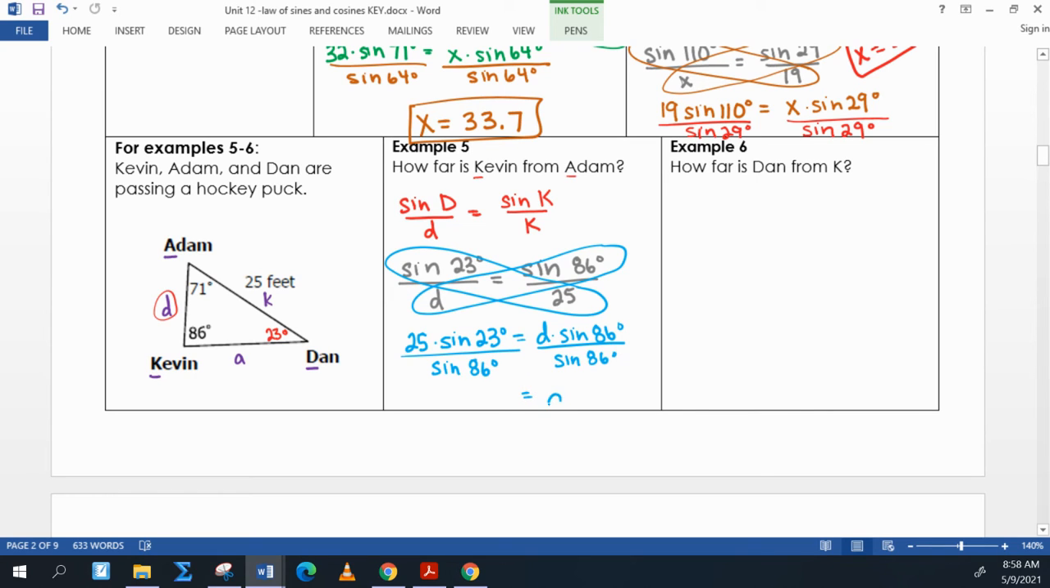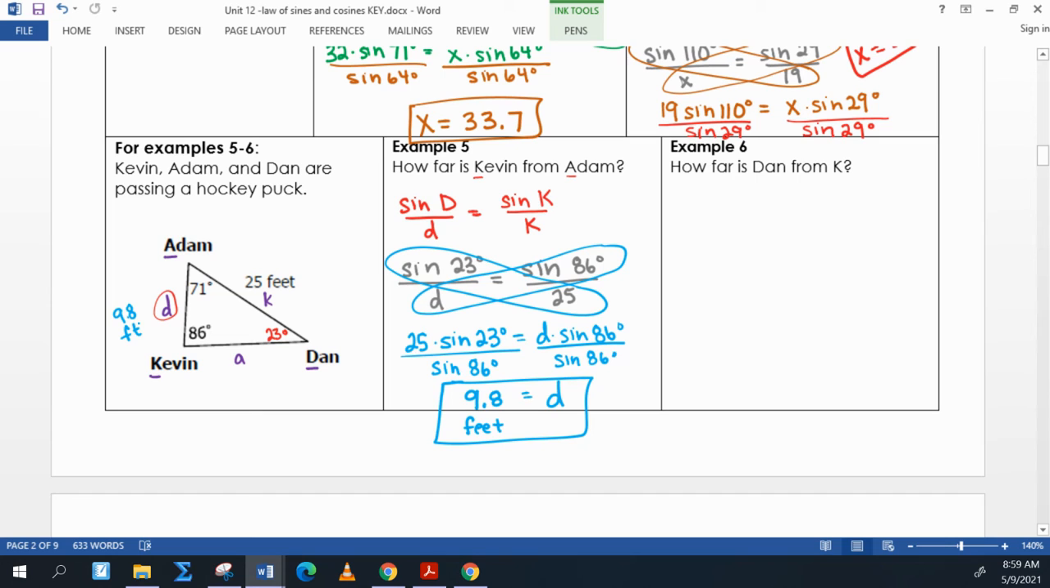And the distance between Adam and Kevin right here, which we're calling D, is just 25 sine of 23 divided by sine of 86, which gives me 9.8. Okay, so there's 9.8. We might want to write feet since we know what unit we're in right here. But that distance here is 9.8 feet.